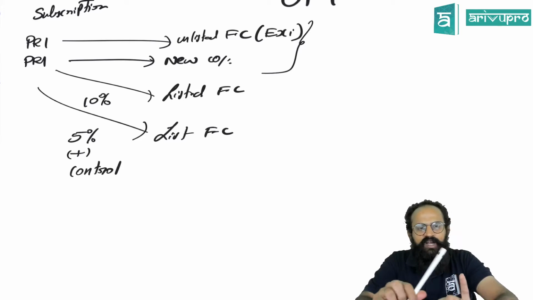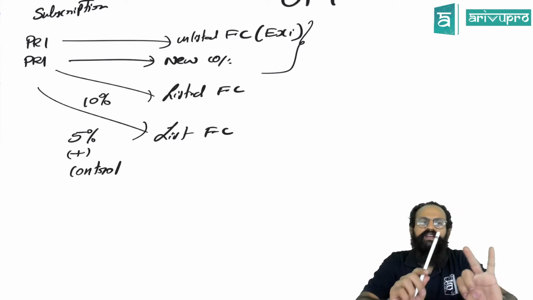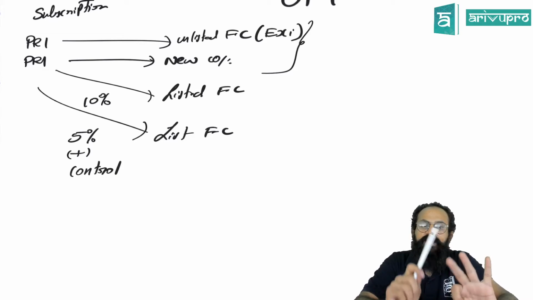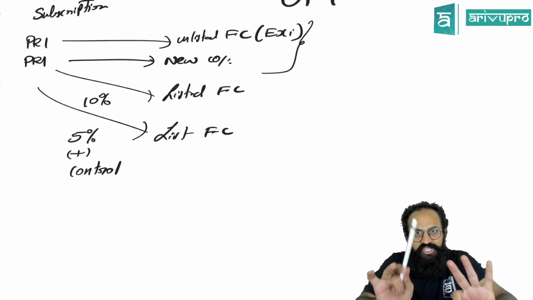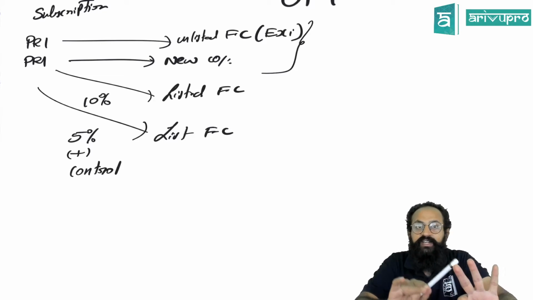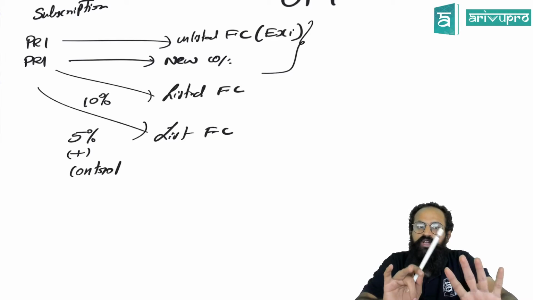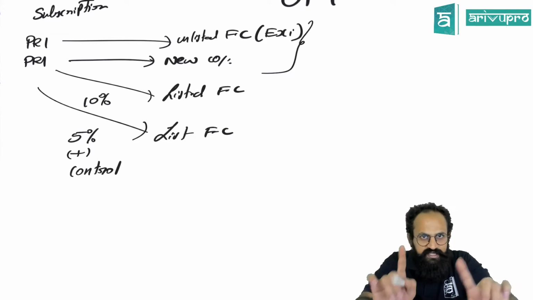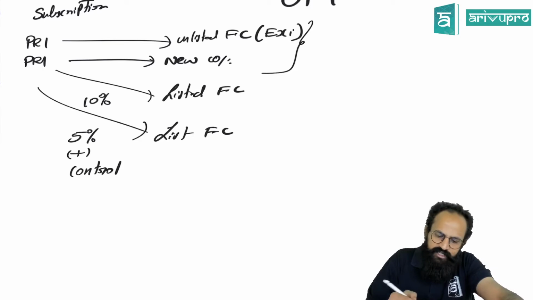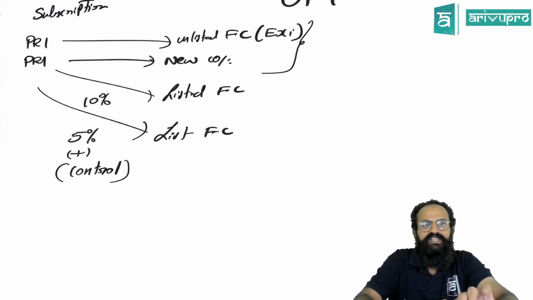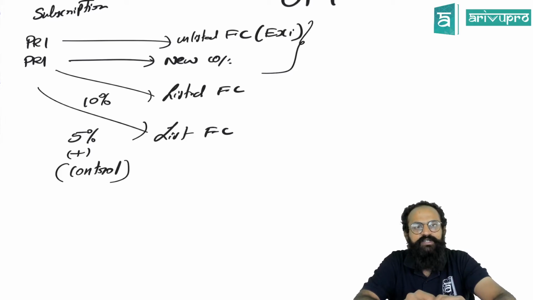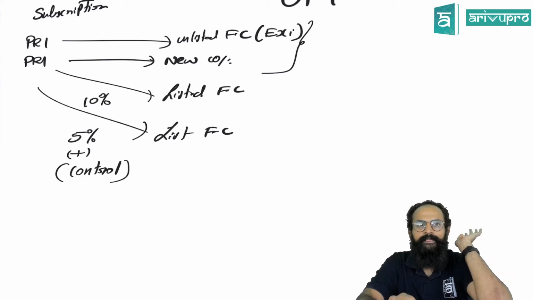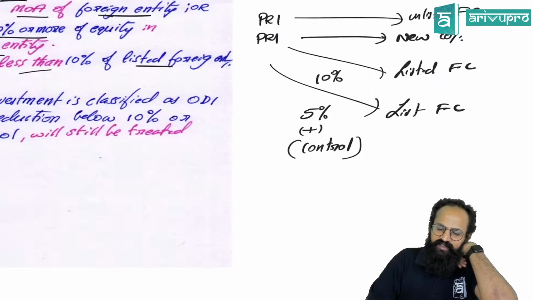So if I am acquiring shares of an unlisted foreign company, if I am subscribing to shares of MOA of a new company, if I am buying listed shares of a foreign company, that too how much? 10% or more. The fourth case, I am buying less than 10% of a listed foreign company, but I am also acquiring control over that listed foreign company with less than 10% only. If I am doing these four, it will be called ODI. Is this clear? Yes. There is one note here.